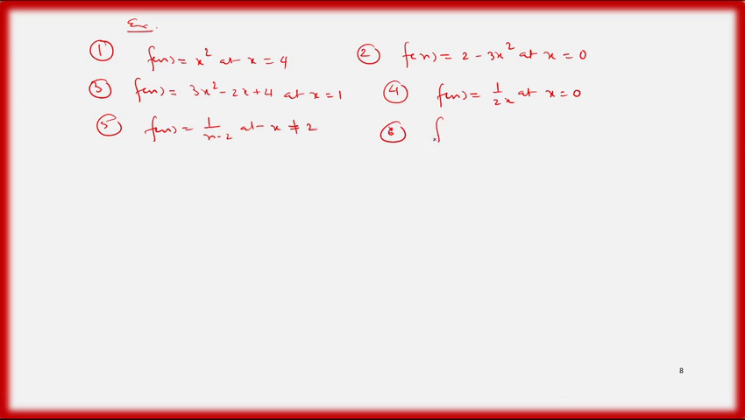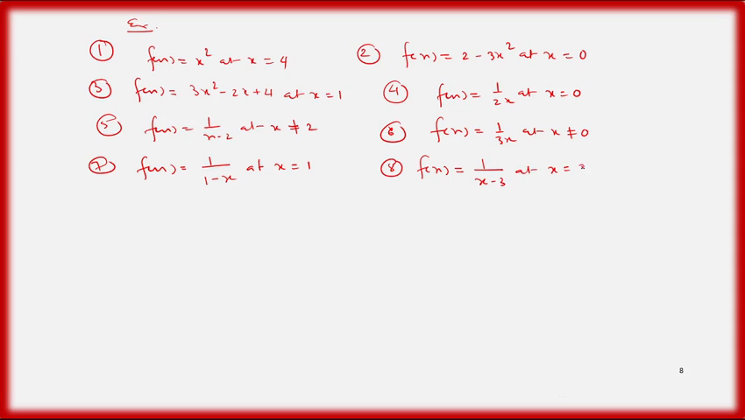Number 6, f(x) = 1/(3x) at x ≠ 0. Number 7, f(x) = 1/(1 − x) at x = 1. Number 8, f(x) = 1/(x − 3) at x = 3.